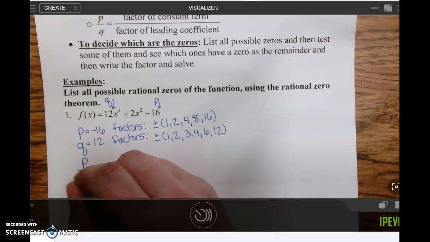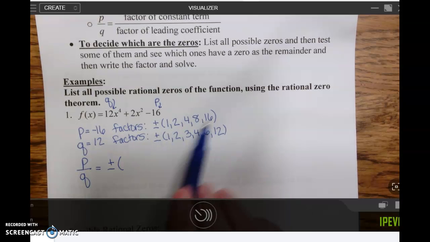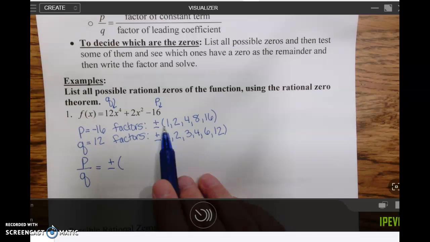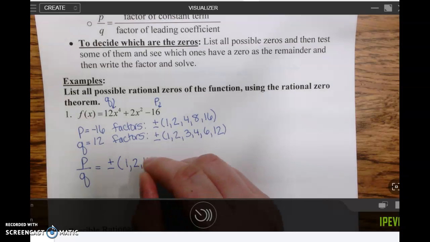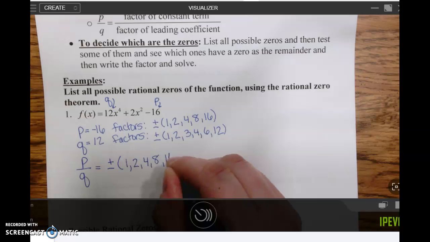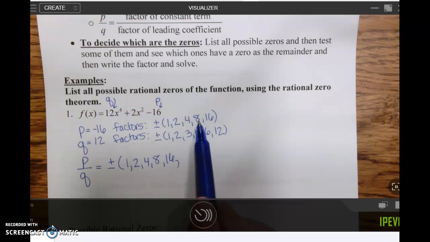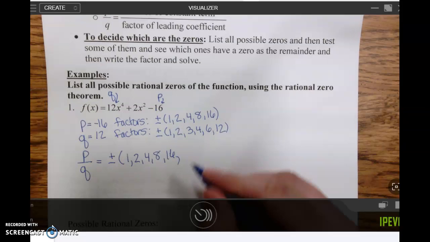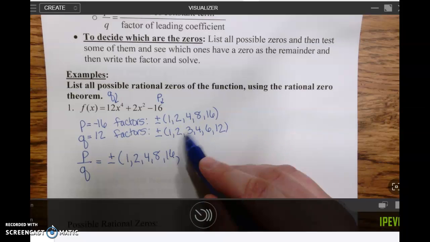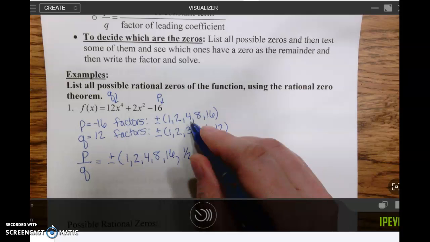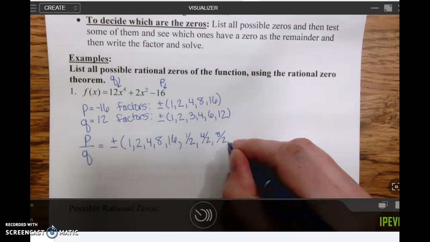P divided by q. So that's going to be plus or minus, and I'm going to do every single p divided by every single q. So all of these numbers divided by 1 are just those numbers, 1, 2, 4, 8, and 16. Okay, so 1 divided by 1 is 1, 2 divided by 1 is 2, 4 divided by 1 is 4, 8 divided by 1 is 8, 16 divided by 1 is 16. Then we are going to have 1 over 2, so all of these numbers divided by 2, so 1 over 2, 4 over 2, 8 over 2, and 16 over 2.